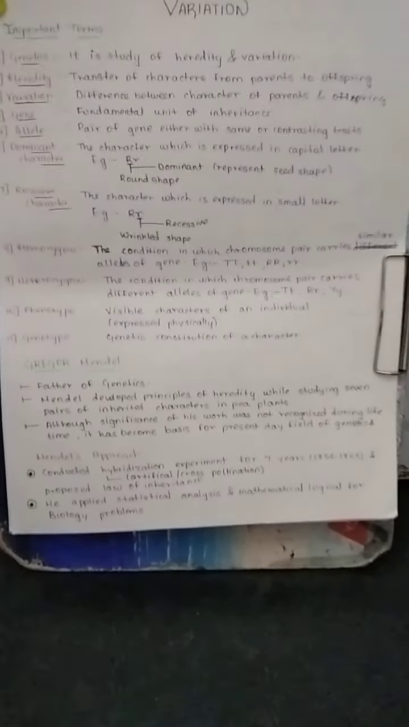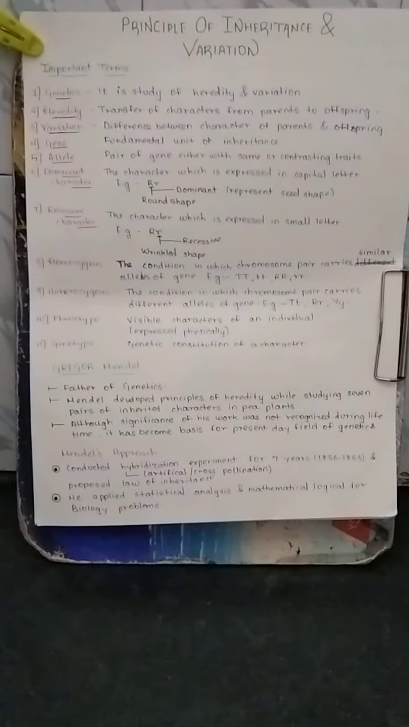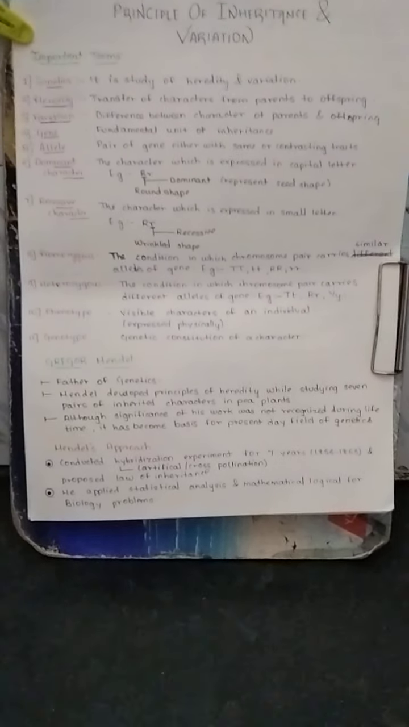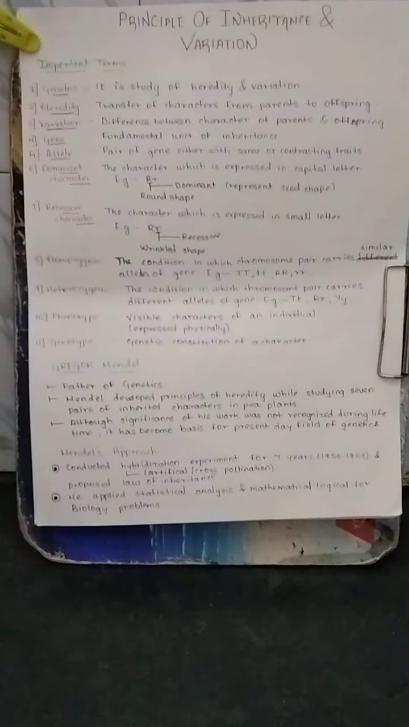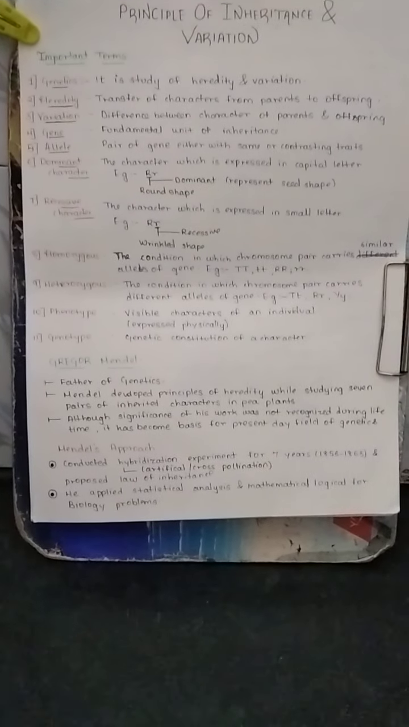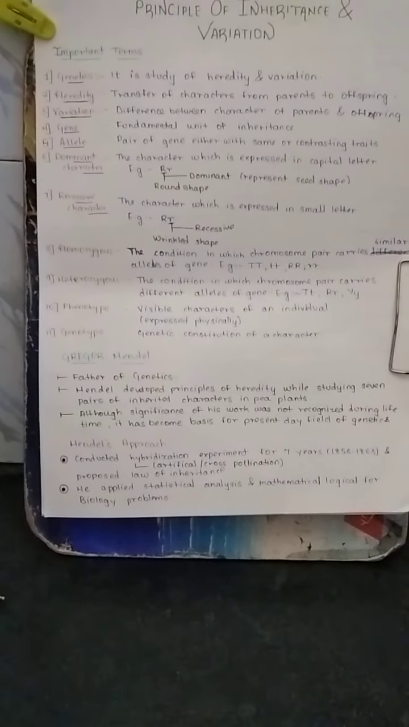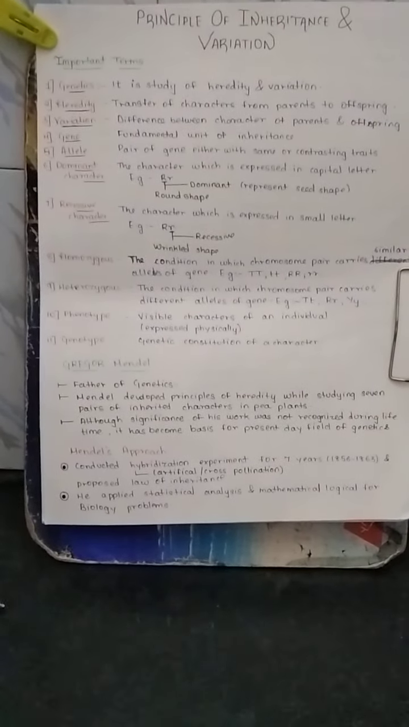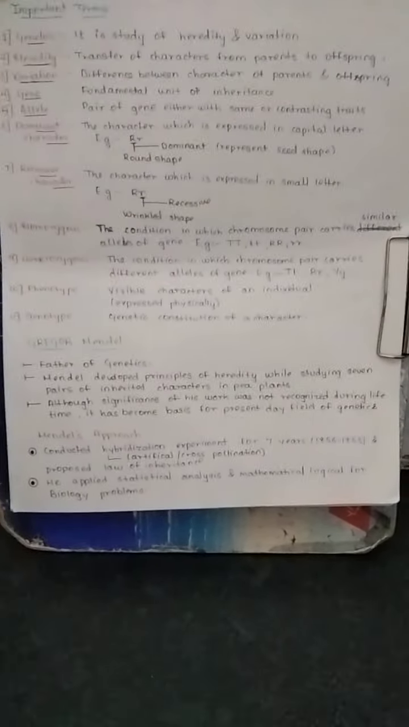Although the significance of his work was not recognized during his lifetime, it has become the basis for the present-day field of genetics. During his time, his work remained unrecognized due to some reason, but it has now become the basis for the field of genetics. Now, how did Mendel approach? First of all, he conducted a hybridization experiment for 7 years, that is from 1856 to 1863, and he proposed the law of inheritance. He was the first to apply statistical analysis and mathematical logic to biology problems.